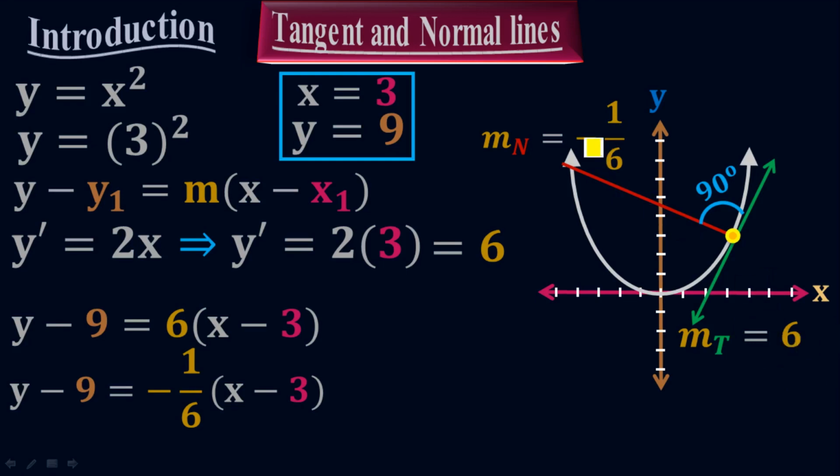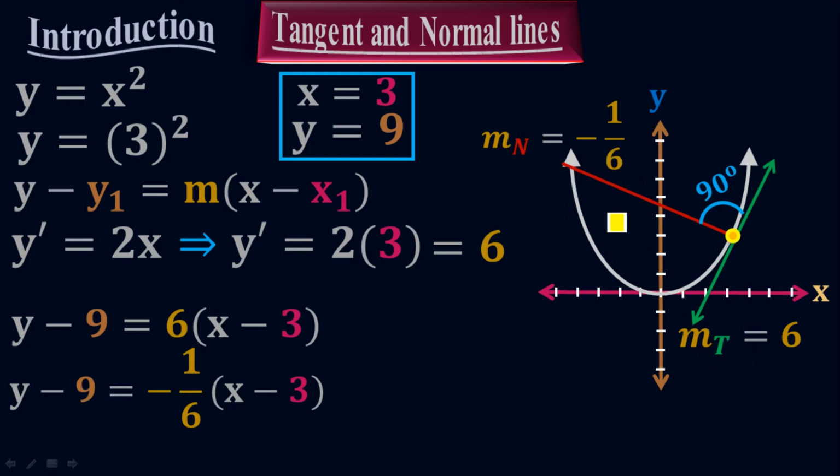If it is 6, put negative 1/6. If it is 1/6, put negative 6. If it is negative 1/6, put 6. If you know the slope of the tangent line, you can automatically calculate the slope of the normal line. Similarly, if you know the slope of the normal line, you can automatically find the slope of the tangent line.